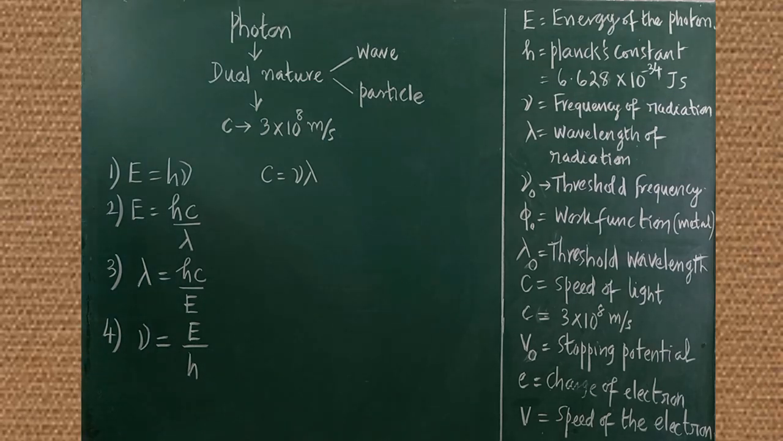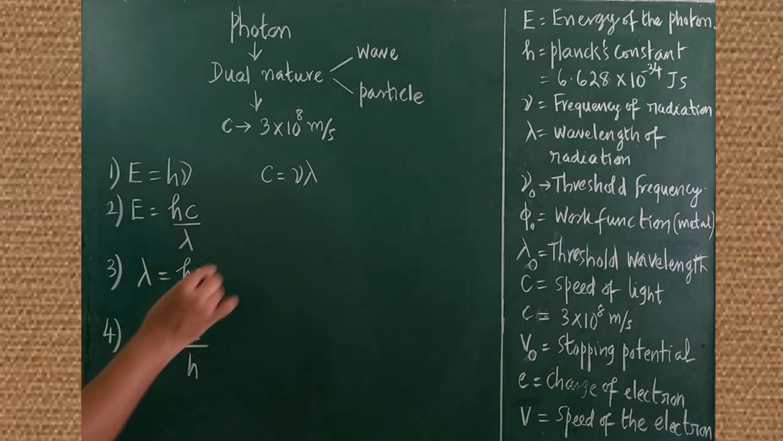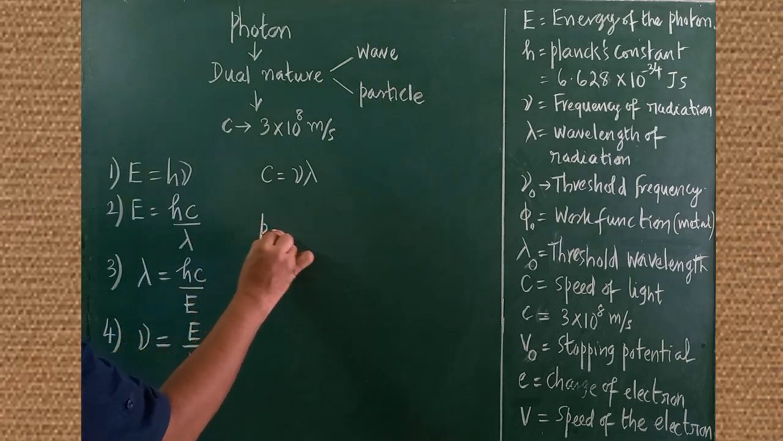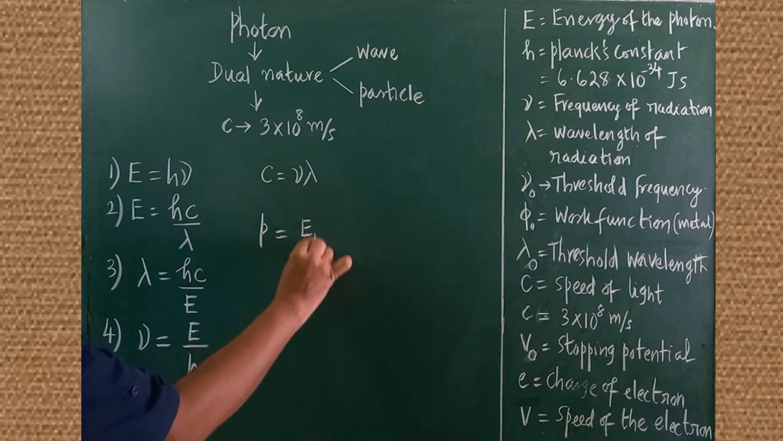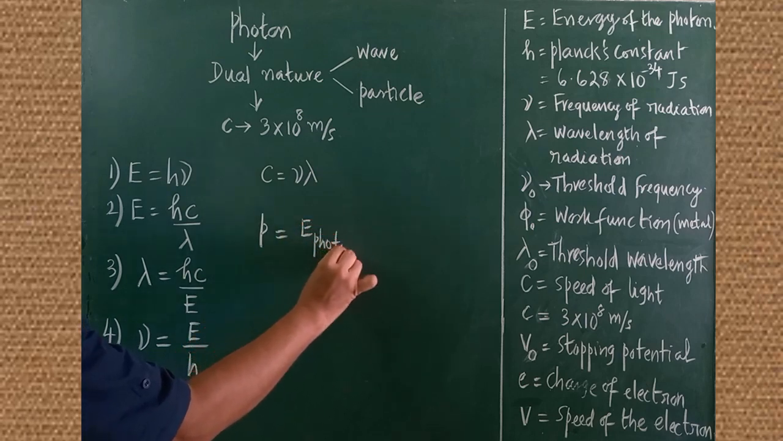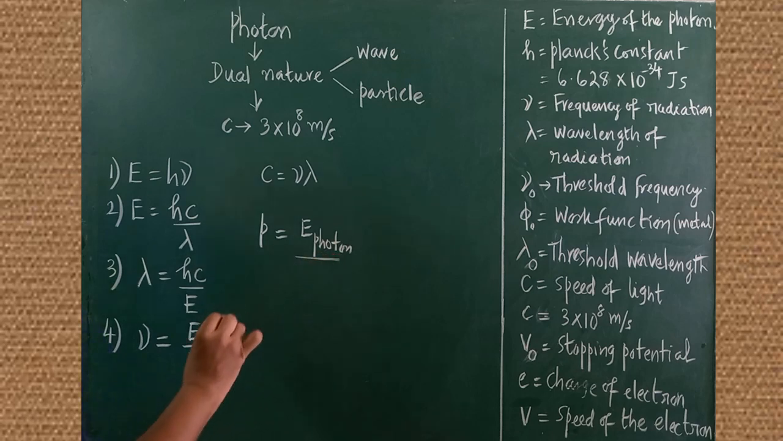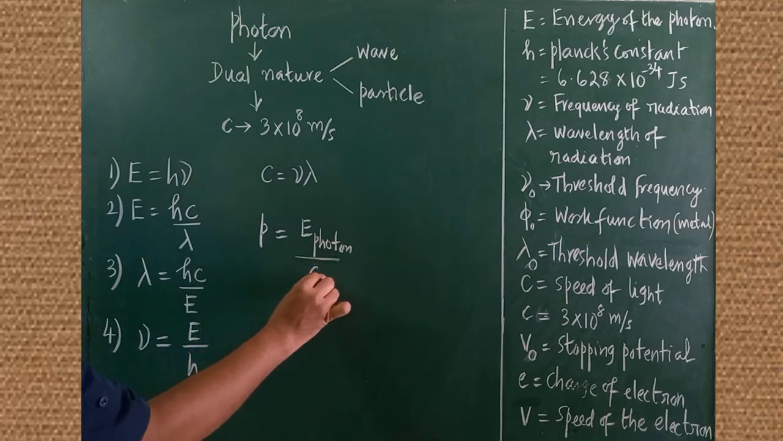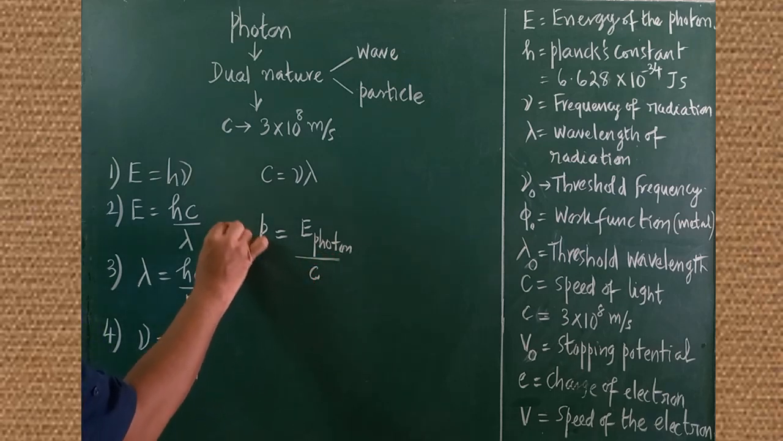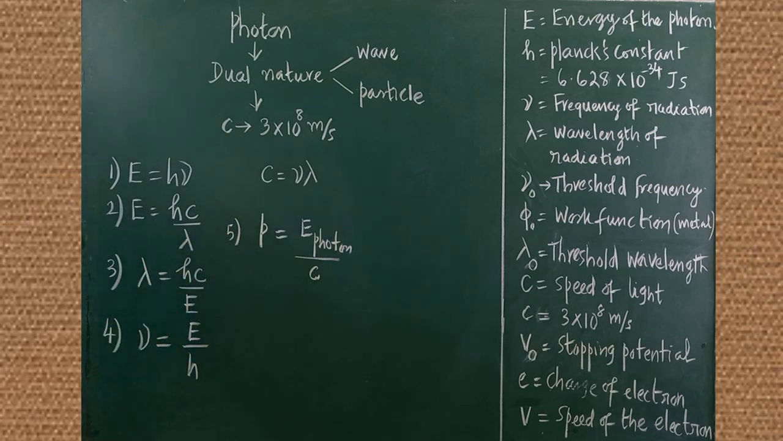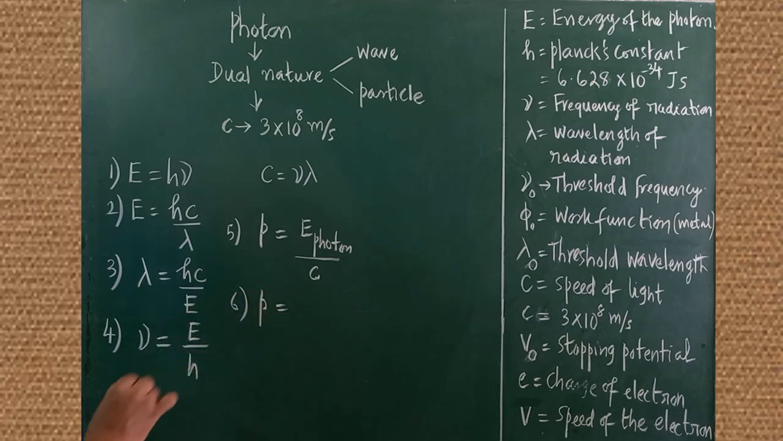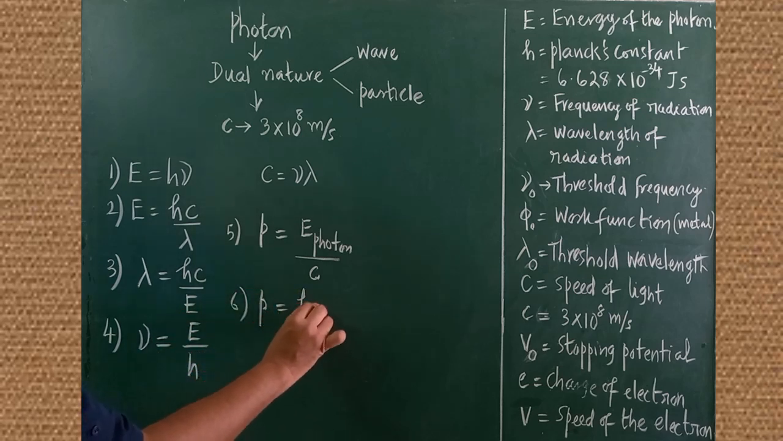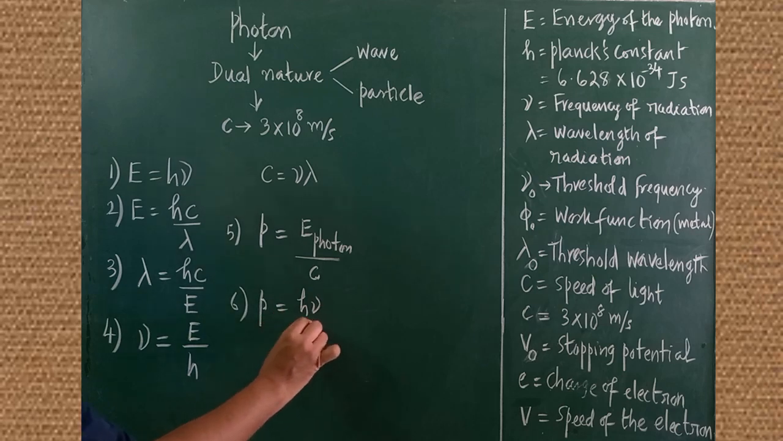And another one is momentum. Momentum of the photon can be calculated by, p is the symbol for momentum, the energy of the photon divided by c. Are you clear? So this is another expression. This one can be taken as the fifth expression. And then the sixth expression, the same momentum can be calculated by h nu by c.